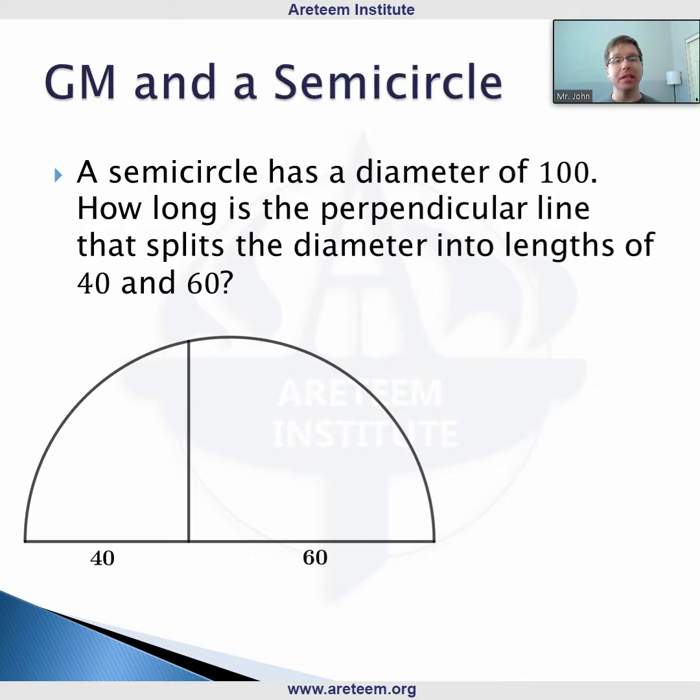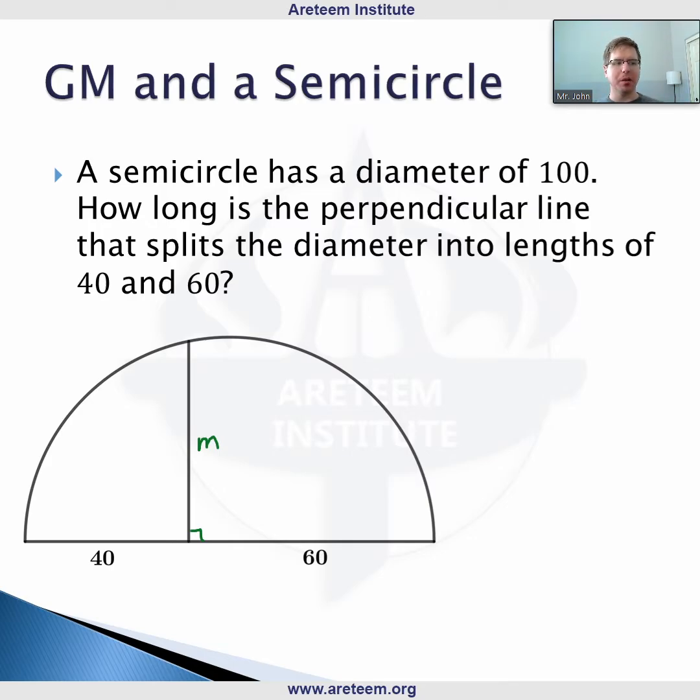So we have a semicircle and it has a diameter of 100, and we're drawing this perpendicular line here that divides this diameter into lengths of 40 and 60 in this scenario. And we want to find out how long this line is. We want to find the length, let's call this m, of this line in this scenario. So we have a diameter.